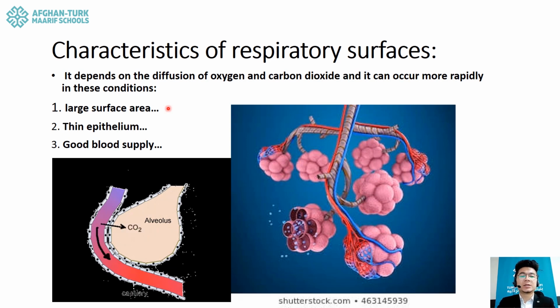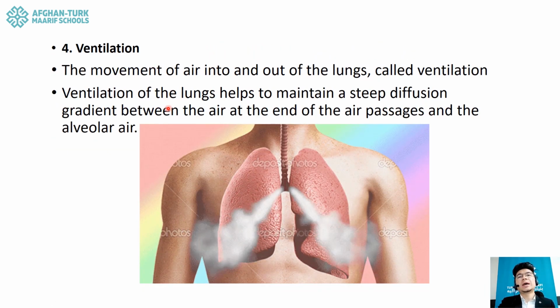Keep in mind that there is only a single cell membrane of distance between the alveoli and the capillaries, so the diffusion happens rapidly and easily. Third, good blood supply. The more blood we have in contact with our alveoli, the faster the diffusion happens. Since we have all these three characteristics in our respiratory system, we can respire and exchange gases better.